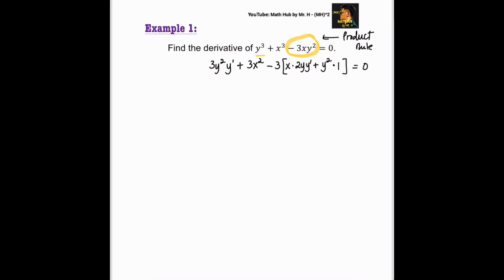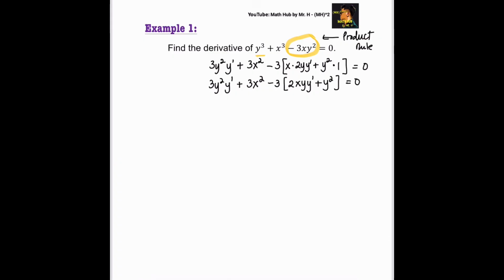Alright, so the next thing we need to do is to simplify, especially the ones inside the brackets. So we just copy 3y squared y prime plus 3x squared, and then we copy -3 and simplify what's inside. So this one is going to be 2xy y prime plus y squared equals 0.